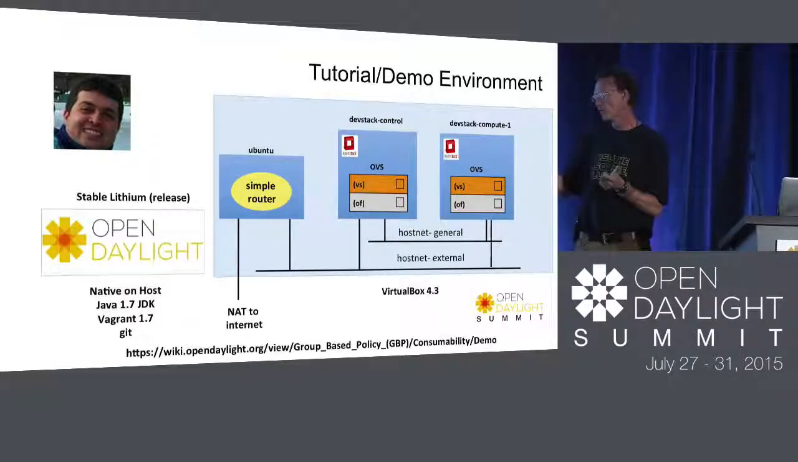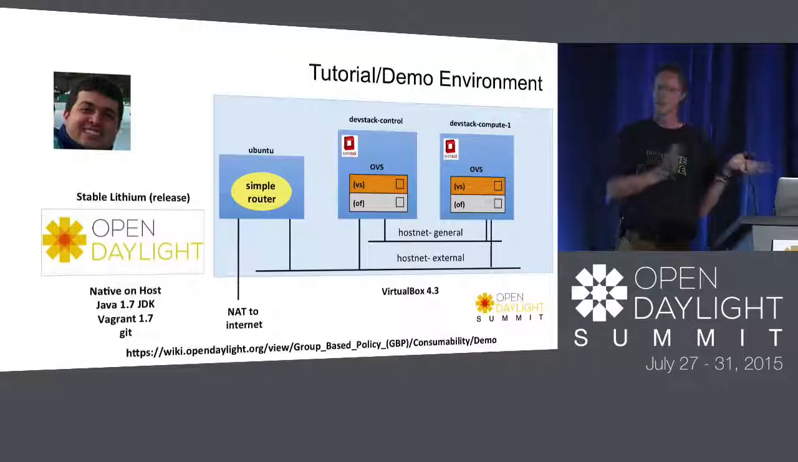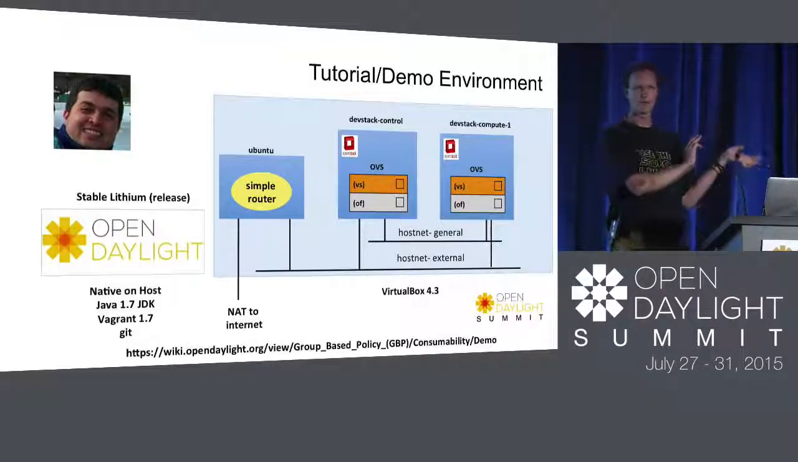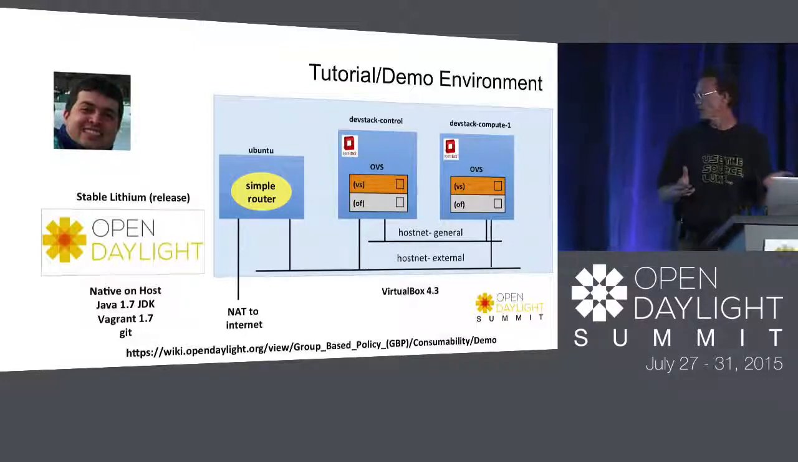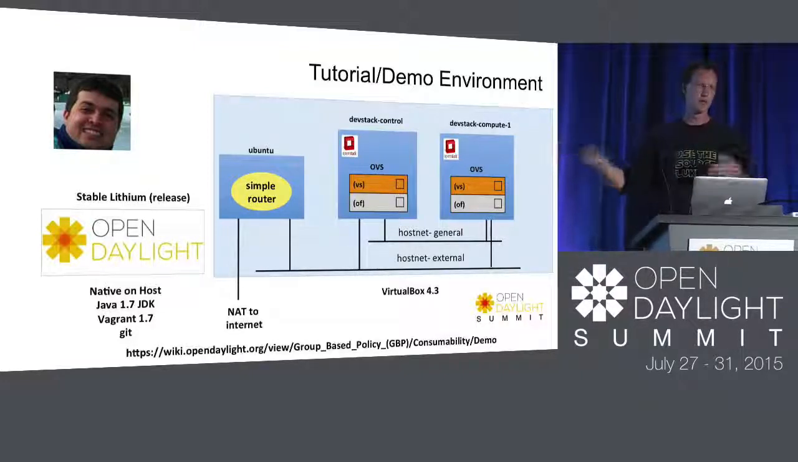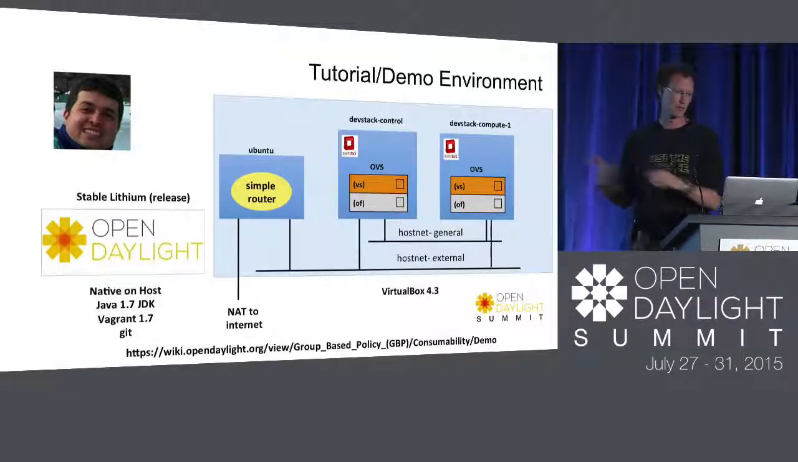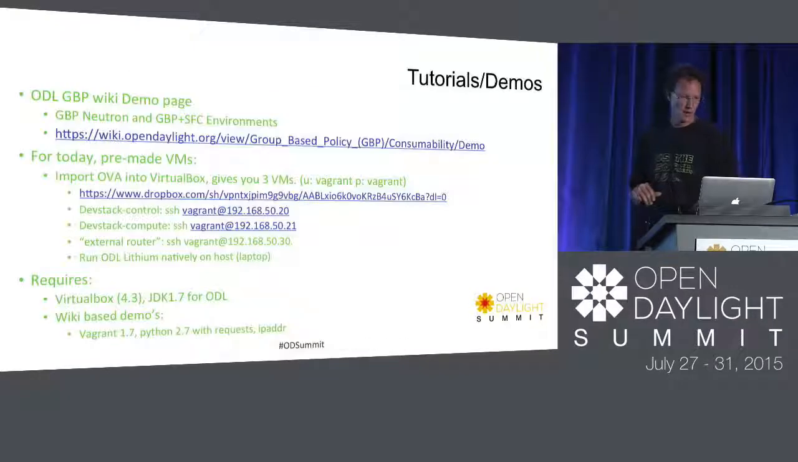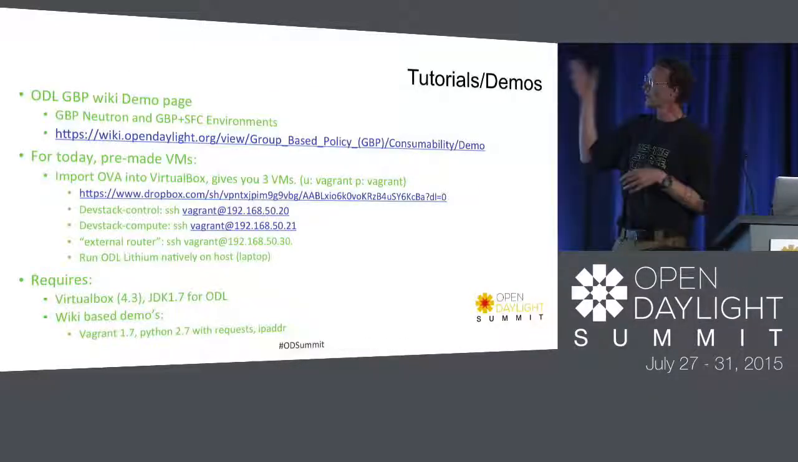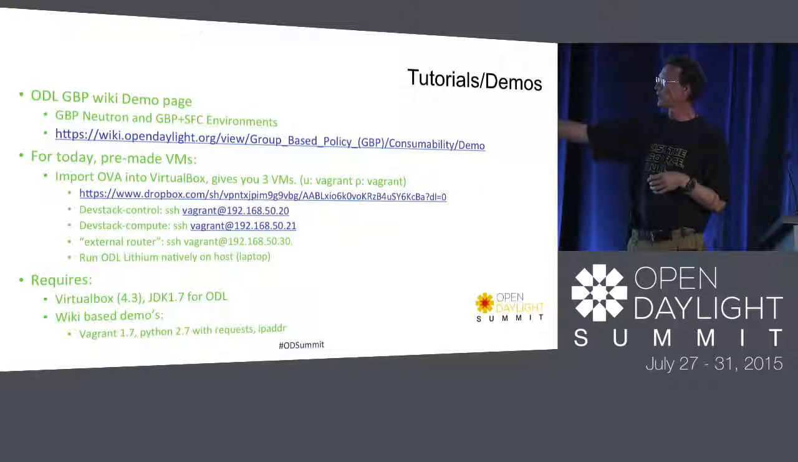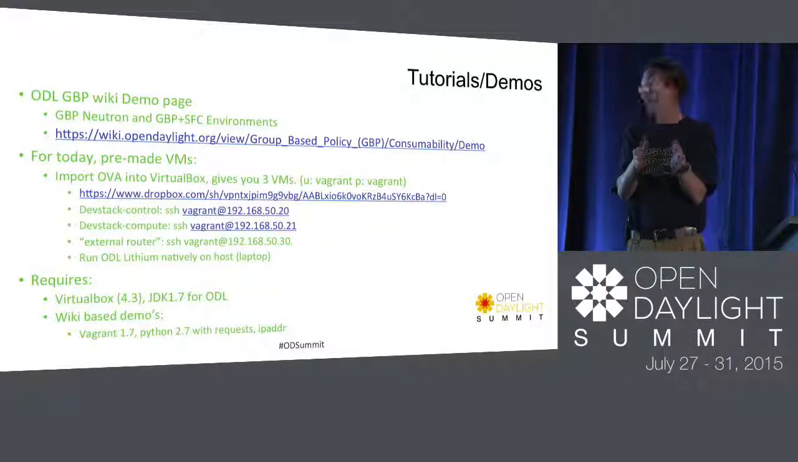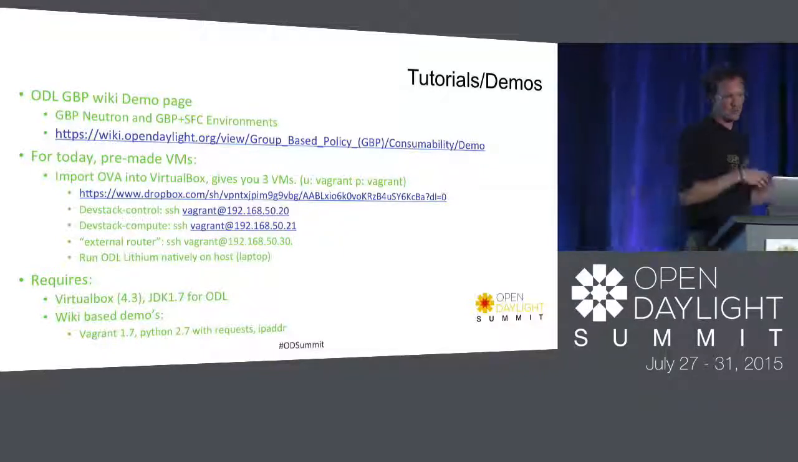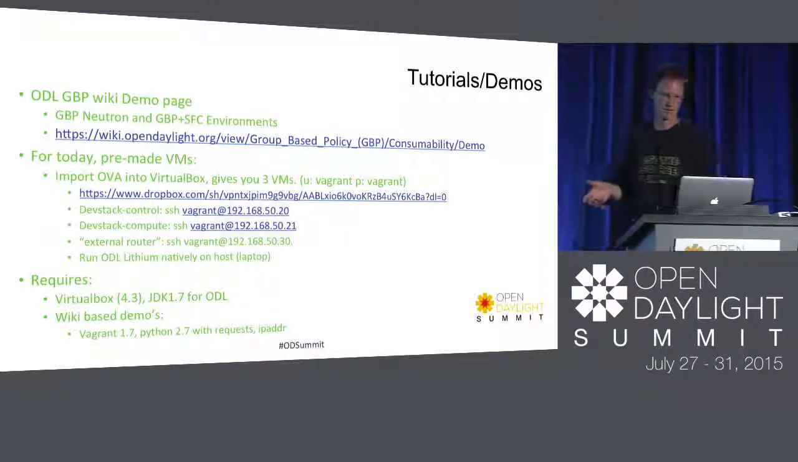So we'd expect Java 1.7 JDK. If you wanted to use our Vagrant version of this demo, you'd need Vagrant 1.7, and obviously Git to pull it down. And that's the link to our wiki, which has pointers to the GitHub repos. And there's also a GBP SFC demo up there as well. So here's some links for that, right? So again, the link to our wiki and how to get into the pre-made VMs, right? So it is, as I said, leveraging Flavio's Vagrant environment, but once I export it, you still use the Vagrant user ID.